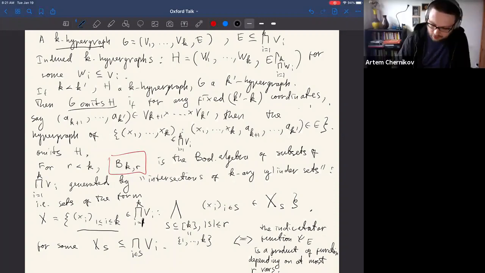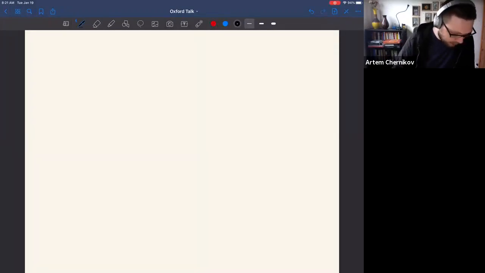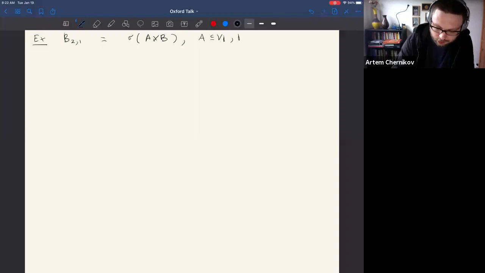So this is our definition. Now I think I have everything to state the result. Well, maybe first let me give a quick example. If we look at the case, say, B_{2,1}, these are just products of sets as we considered earlier. B_{2,1} is the Boolean algebra generated by rectangles, that is, by sets of the form A times B for A a subset of V_1 and B a subset of V_2.